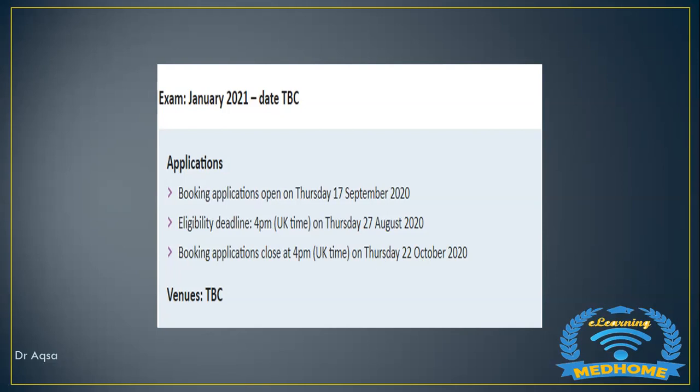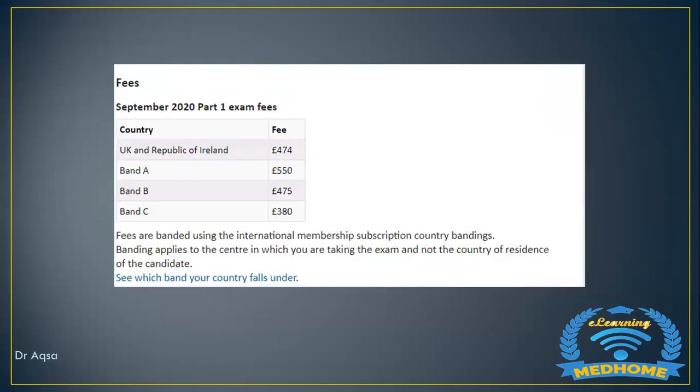Now the exam will be in 2 ways. Usually Pakistani and Indian students who are giving the exam fall in the category of band B. So the fee for band B is £475. If you go onto the website, you can always find which country you belong to. Depending on your country and your band, you will have to pay the fee for that exam.